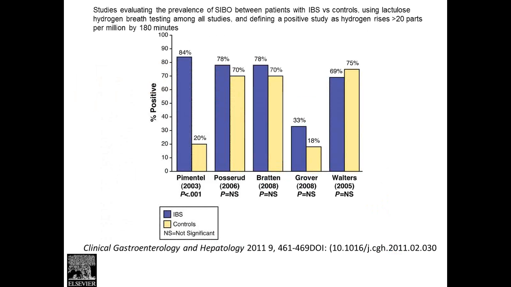This slide is just thrown in because I wanted to show you why bacterial overgrowth breath testing is still considered somewhat controversial. The study on the far right showed that actually in controls they were getting more bacterial overgrowth than in IBS. And then Dr. Pimentel's study in 2003 showed 84% bacterial overgrowth in IBS patients, but only 20% in controls. So there's really a wide range of opinions about this test.